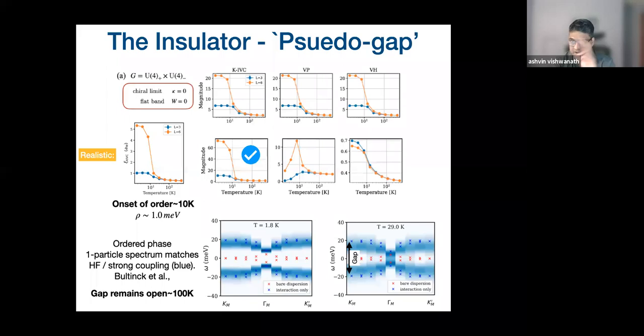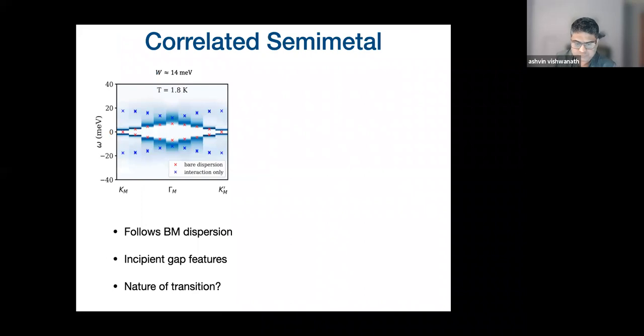So if you like, it's some kind of pseudo gap. There's no sign of order. It's fluctuating, but in the single particle spectral function, you see a stamp of this kind of order. Okay, and we see signs up to 100 Kelvin, so an order of magnitude larger than the scale where the short range order is set.